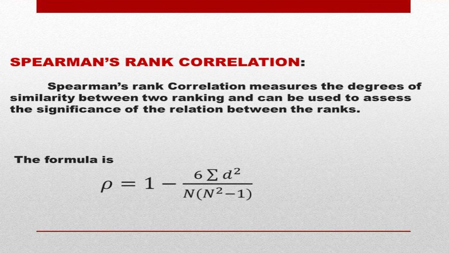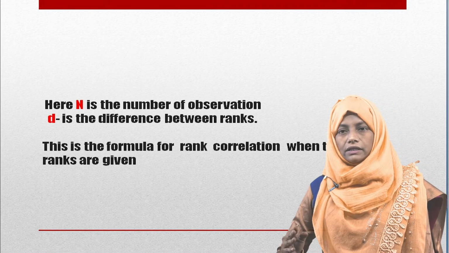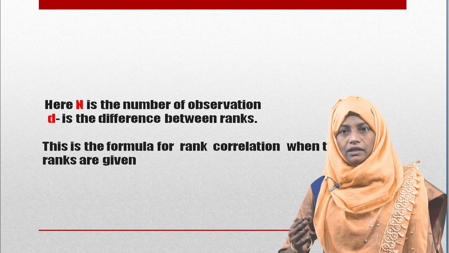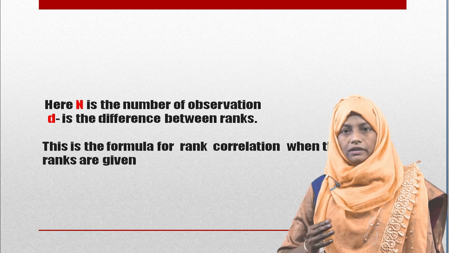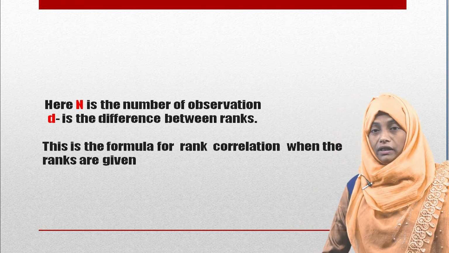First of all, we understand the meaning of rank correlation. Spearman's rank correlation measures the degree of similarity between two rankings and can be used to assess the significance of the relation between the ranks. The formula is rho equal to 1 minus 6 into summation d square divided by n into n square minus 1. Here n is the number of observations and d is the difference between the ranks. This is the formula for rank correlation when the ranks are given.